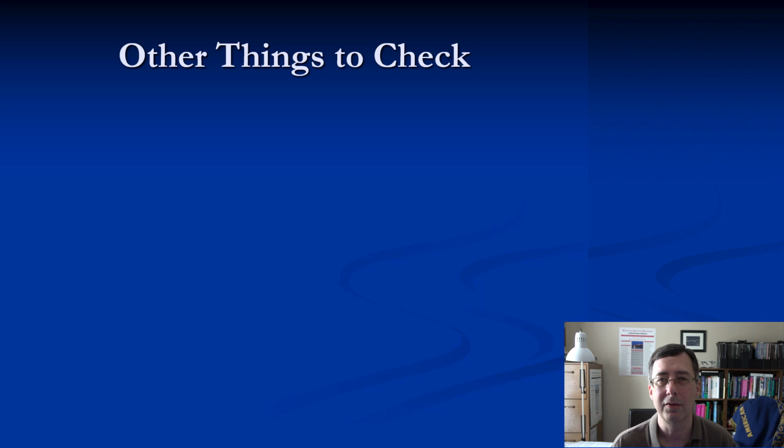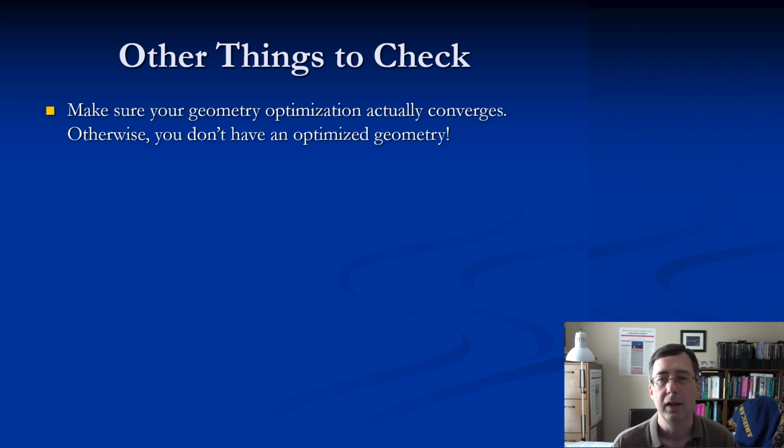Alright, so here's some other things you should be wary about as well. If you are doing a geometry optimization, say before a vibrational frequency calculation, be sure that that geometry optimization actually converges. Otherwise, you don't have an optimized geometry, and you want an optimized geometry if you're going on to do vibrational frequency calculations or thermodynamic analysis. You want to do that at an optimized geometry.